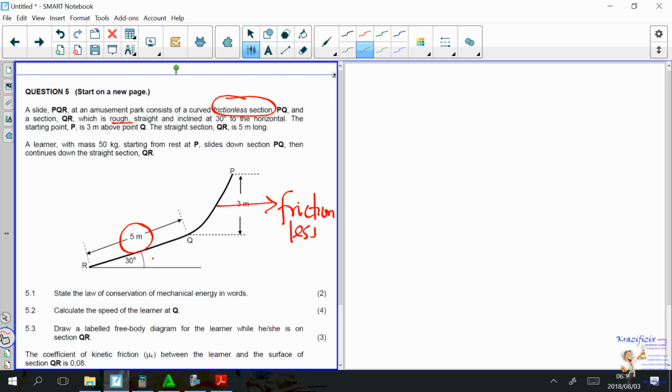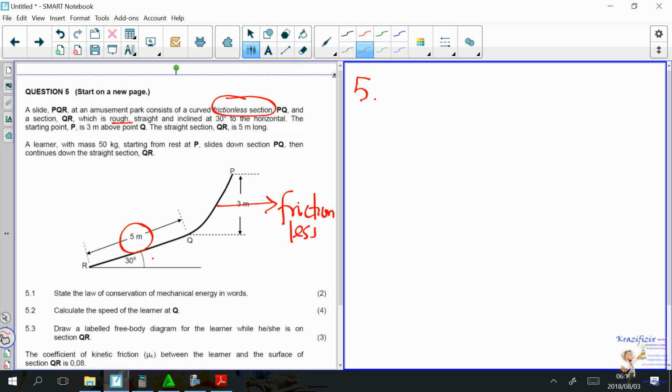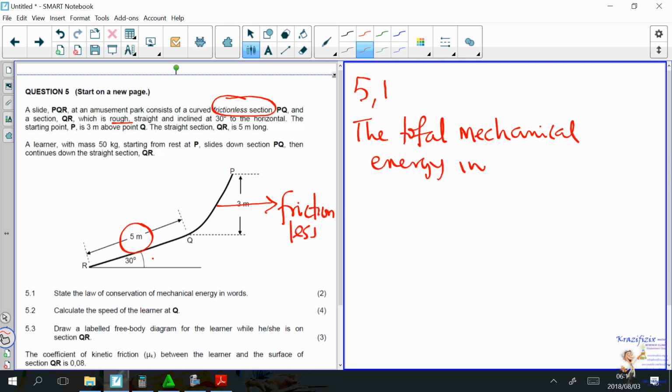Number 1, state the law of conservation of mechanical energy. Again, what do we know? The total mechanical energy in an isolated system, and these are 2 free marks, is conserved. You get your 2 marks there. You're not wasting time. The next question says, calculate the speed of the learner at Q.